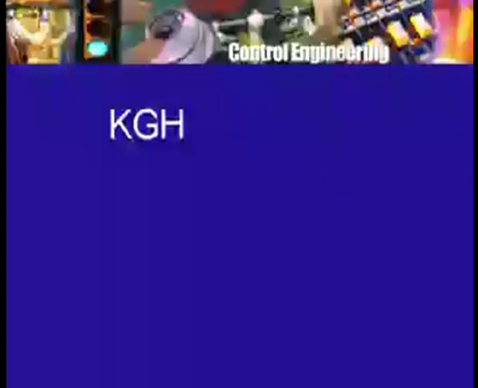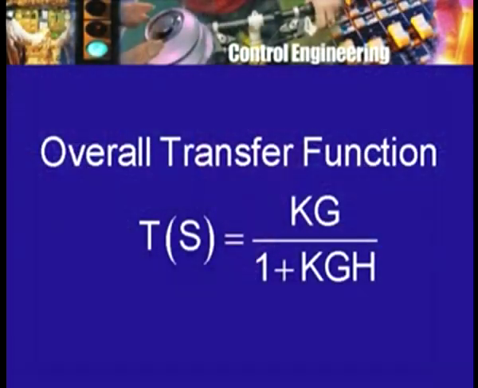But the transfer function of the closed loop from the input to the output, say from the reference input to the controlled output, is given by KG divided by 1 plus KGH. This is the closed loop transfer function, or it is sometimes also known as the overall transfer function from input to output.